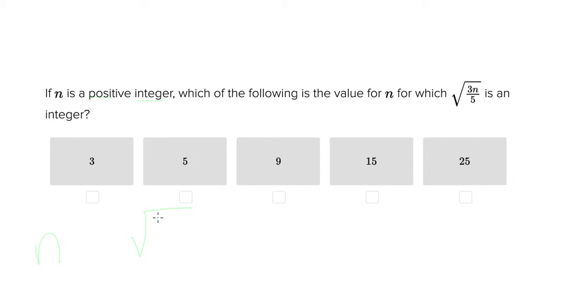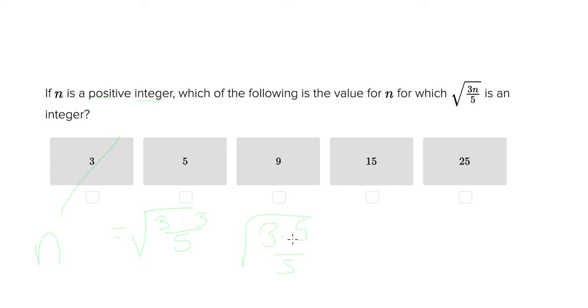If you plugged in 3, you would have 3 times 3 over 5, which would be 9 over 5. If you take the square root of that, you'd see that it's pretty difficult to get a whole number from there intuitively. Which makes sense. If you divide 9 by 5, you're going to get some decimal, and you take the square root of that decimal. It's very unlikely that you're going to be able to do that from a whole number. In fact, it's impossible.